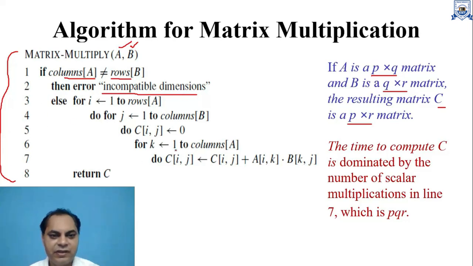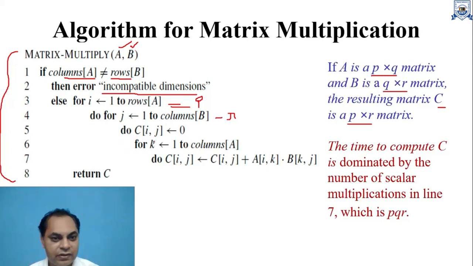So for the multiplication, there are 3 loops. The first loop is for i equal to 1 to rows of A, that means the number of rows is P, and for the second loop j is equal to 1 to columns of B, and the columns of B is R, so 1 to R.